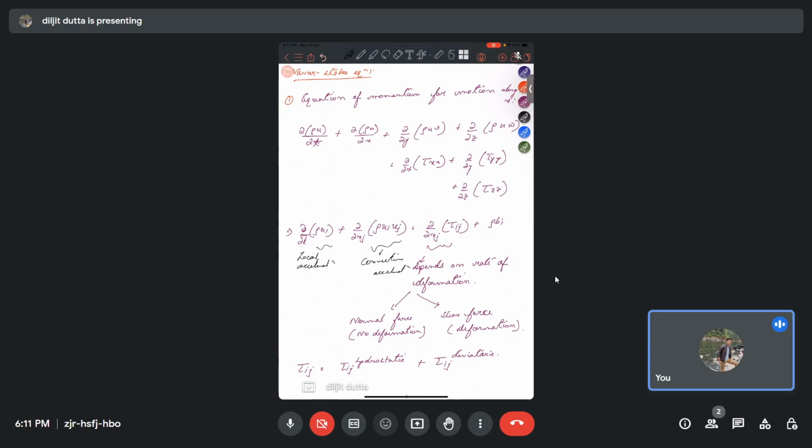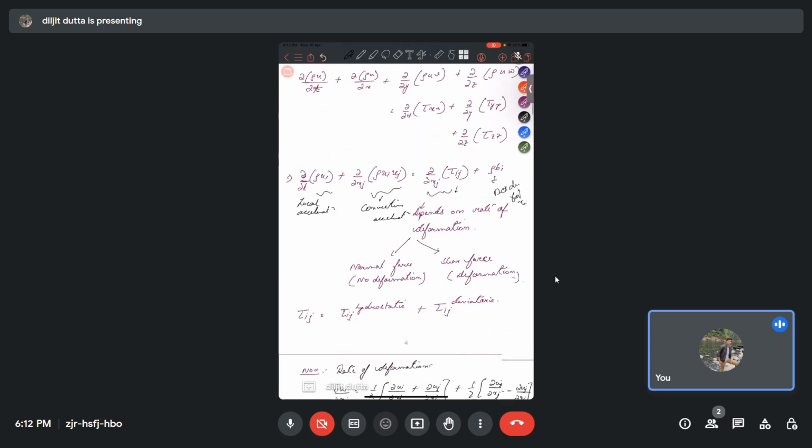Then del by del x_j of tau_ij plus rho b_i. Rho b_i is the body force, and this is the rate of change, the gradient of the traction vector. So this component tau_ij will have both the normal pressure as well as the shear stresses, the force due to shear stress; it has both factors inside it.